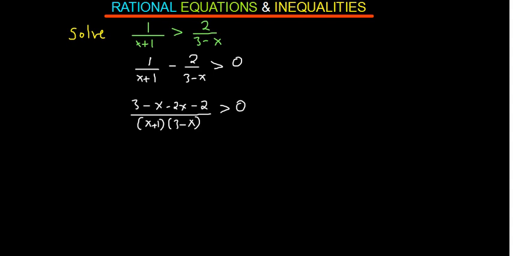So add like terms. I'll start 3 minus 2. That is going to give us a 1. Negative x minus 2x. That is going to give us a negative 3x. In the denominator, we have got x plus 1 and then 3 minus x. That is greater than 0.